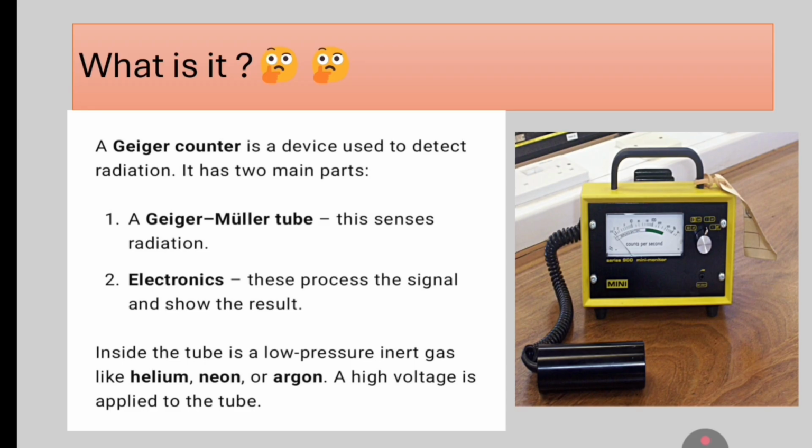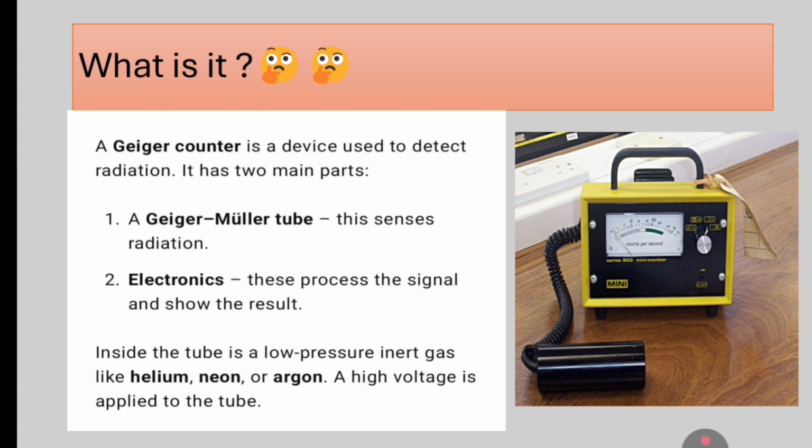So today my PPT describes GM counters: construction, working, advantages, and disadvantages. So let's start. Friends, what is it? A GM counter is a device used to detect radiation. It has two main parts.